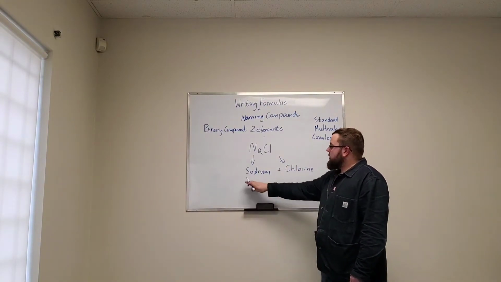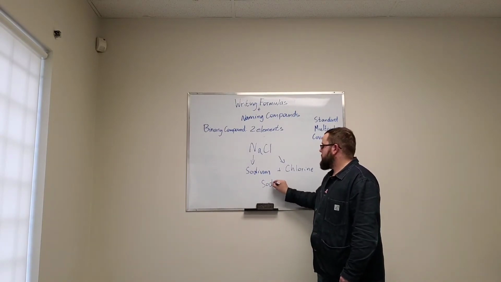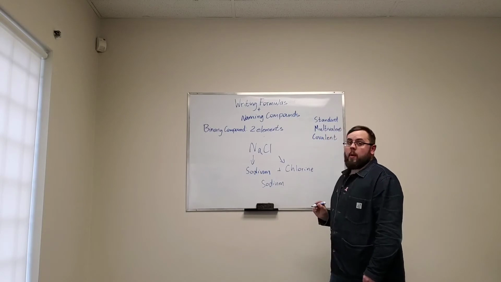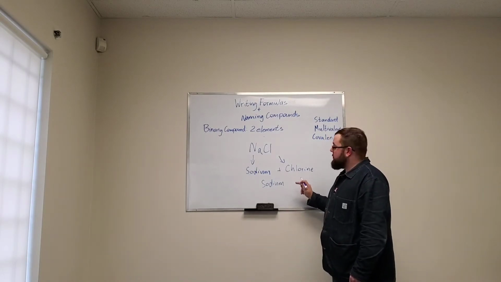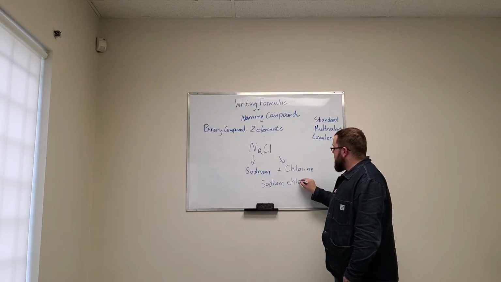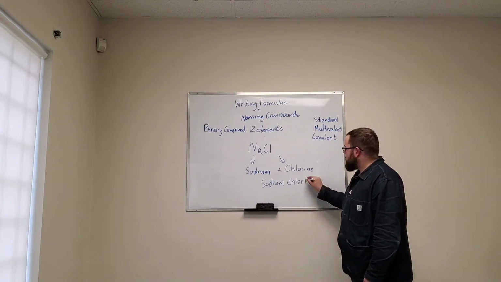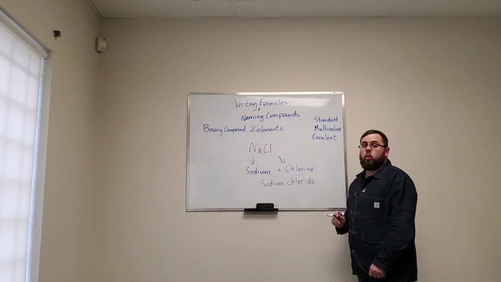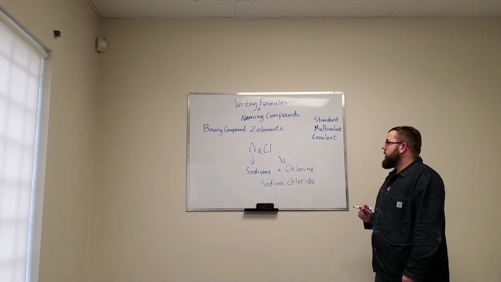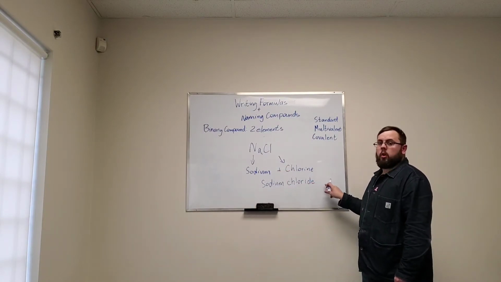When we go to name it, the first piece stays the same. Still just sodium. What happens is we don't capitalize the first letter on this piece here, so it's still lowercase c, and instead of chlorine, we cut off the last little bit and we change it to chloride. So sodium plus chlorine makes sodium chloride.